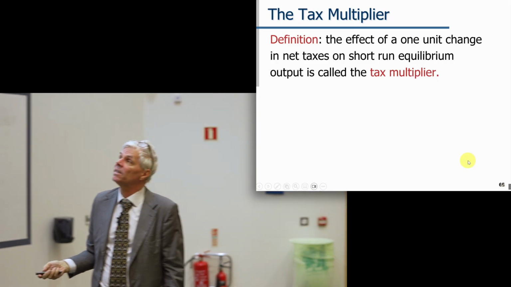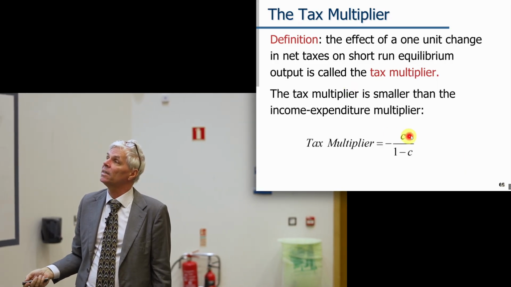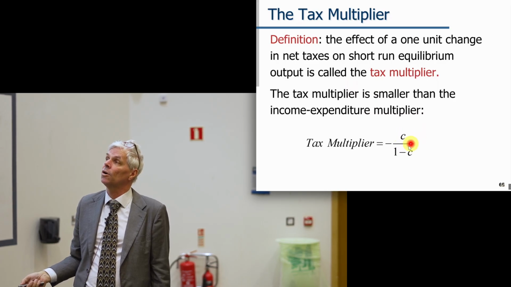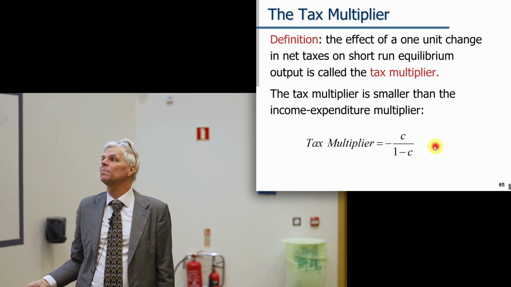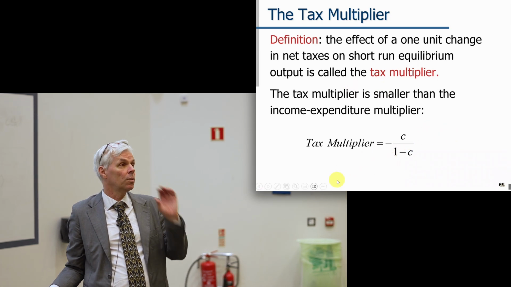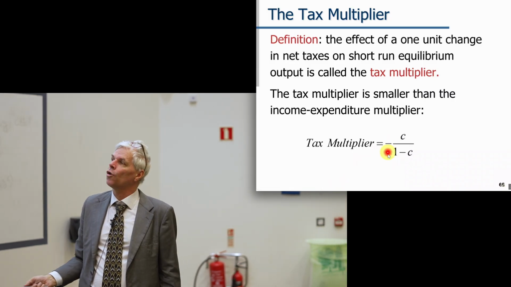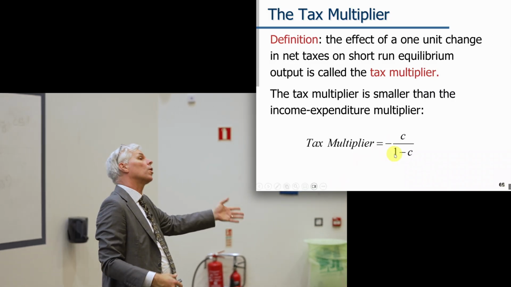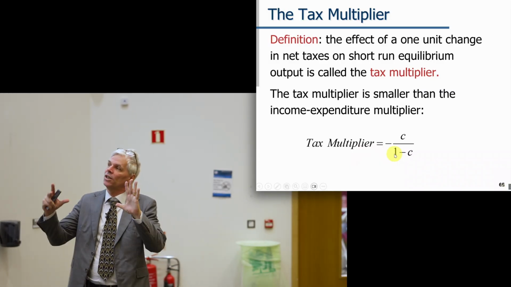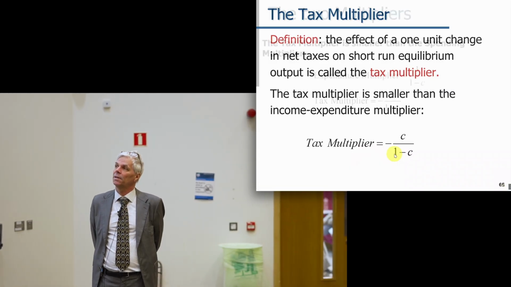And so how much they feel rich is just the marginal propensity to consume times the amount you change the taxes. So the tax multiplier is the marginal propensity to consume times the other multiplier. It's always going to be less. Negative, of course, because if you increase taxes, people feel poor, right? But just the magnitude of it is MPC times the other multiplier.